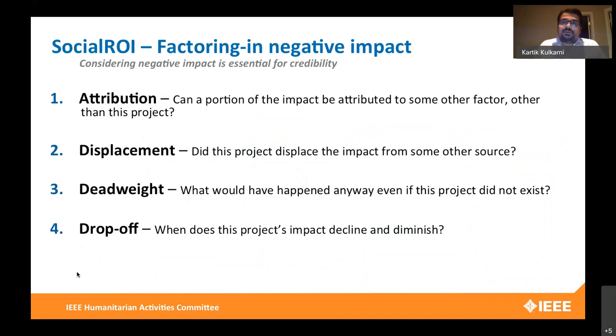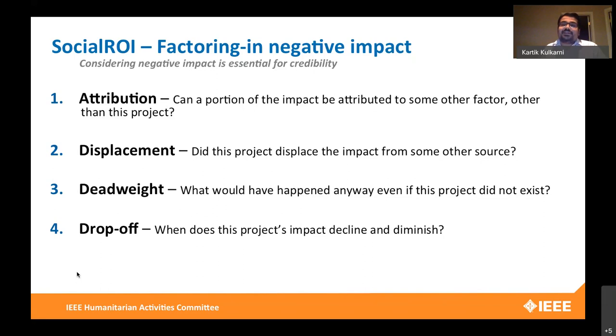Let me throw a little light on the negative impact. There are four types of negative impacts which I think we should really consider. The first type is attribution. What this means is, you can't assume that all the impact created is because of your project. There could be other reasons because of which the community might be experiencing positive or negative impact. So you'll have to attribute a portion of your impact to other sources that cause impact.